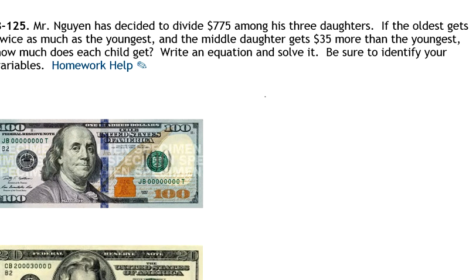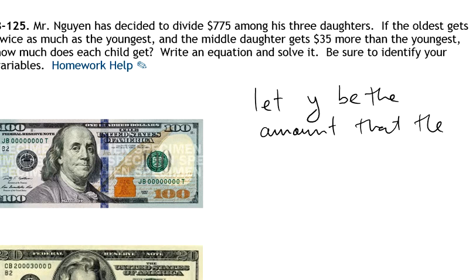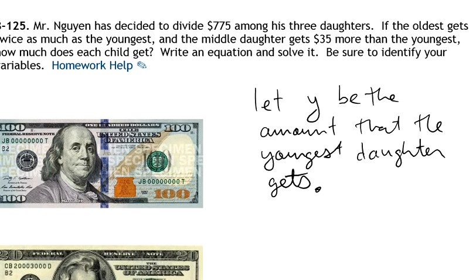So I'm just going to start right now with the let statement before I even read the rest of it. I'm going to say let y be the amount that the youngest daughter gets. Okay, so now that I'm real clear on what y is, that's the amount that the youngest daughter gets, I can use that to write an expression for how much money the oldest daughter gets.